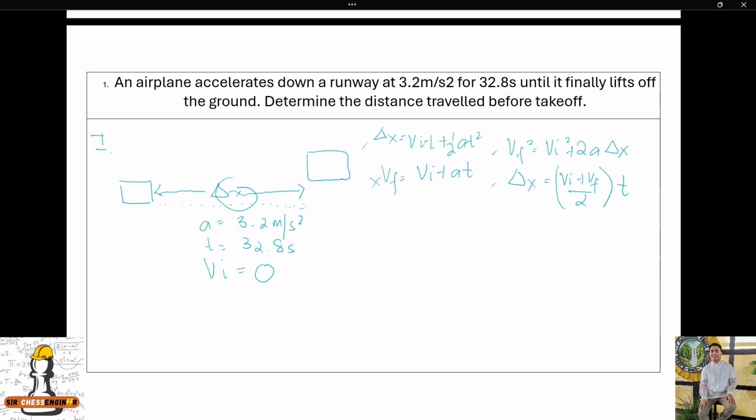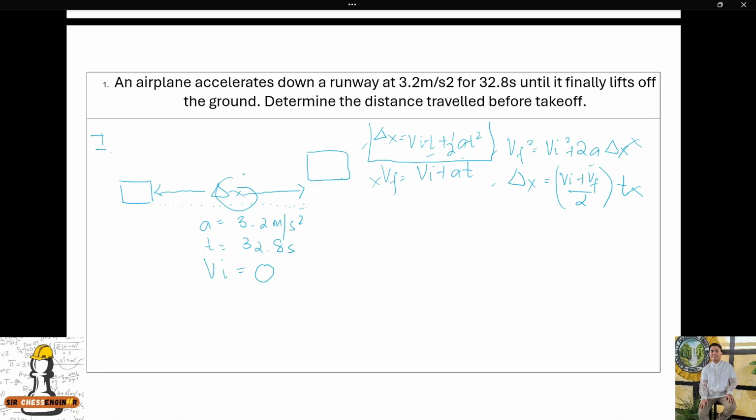Now, from the given acceleration, which equations have acceleration? Equation 1 has acceleration. Equation 3 has acceleration. Equation 4 has no acceleration, so we cross out equation 4. So, it's either equation 1 or equation 3. Now, let's proceed. Which has time? Equation 1 has time. Equation 3 has no time. So, meaning to say, the perfect equation that we will use is equation number 1.